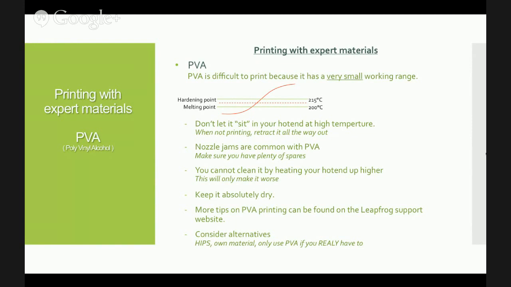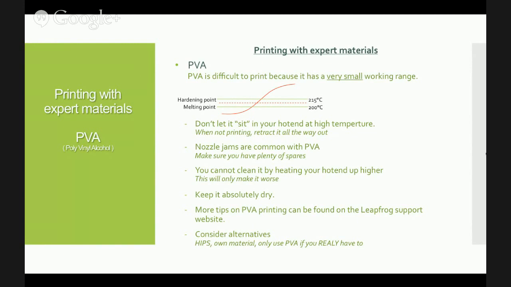Nozzle jams are common with PVA. Because PVA has such a small bandwidth to work in, you can be sure that eventually your nozzle will clog. Make sure you have plenty of spares and that you don't have to wait for the middleman to deliver the new nozzles that you ordered after a jam. So when you start printing with PVA, make sure you have enough backup nozzles for the case you have a jam.